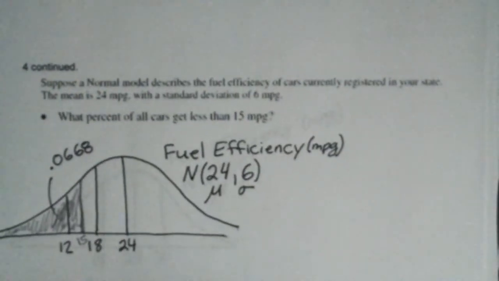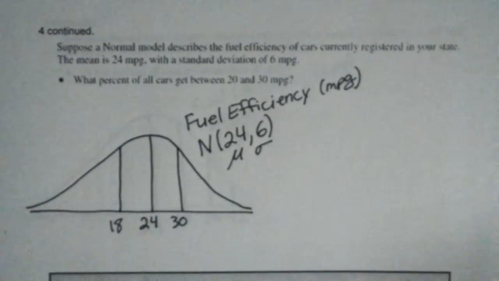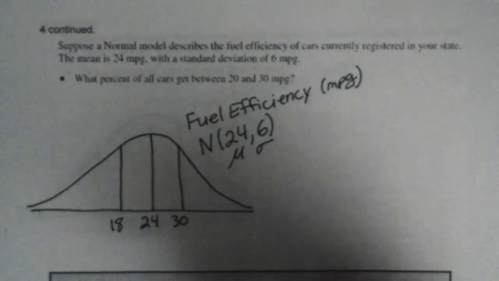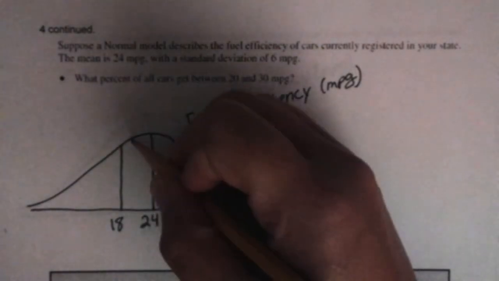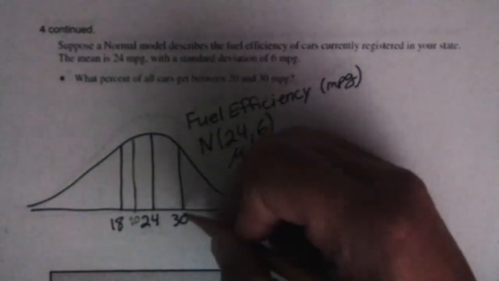Page 6. It's the same scenario, only now we are interested in what percent of cars get between 20 and 30 miles per gallon. So we start with that same illustration, but now our shading is going to be different. 20 is somewhere between 18 and 24, so our 20 is going to be about here. 30 happens to be one standard deviation above the mean, so that's already labeled for us. We are interested in this percentage.